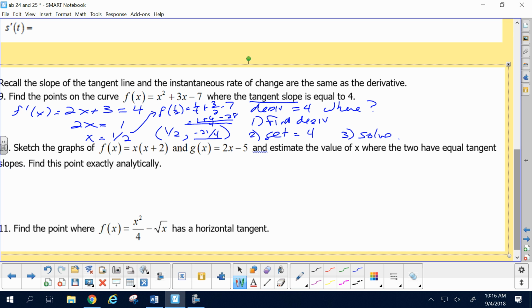That one they do say point, so x and y. Even if you don't have it. Thank you.